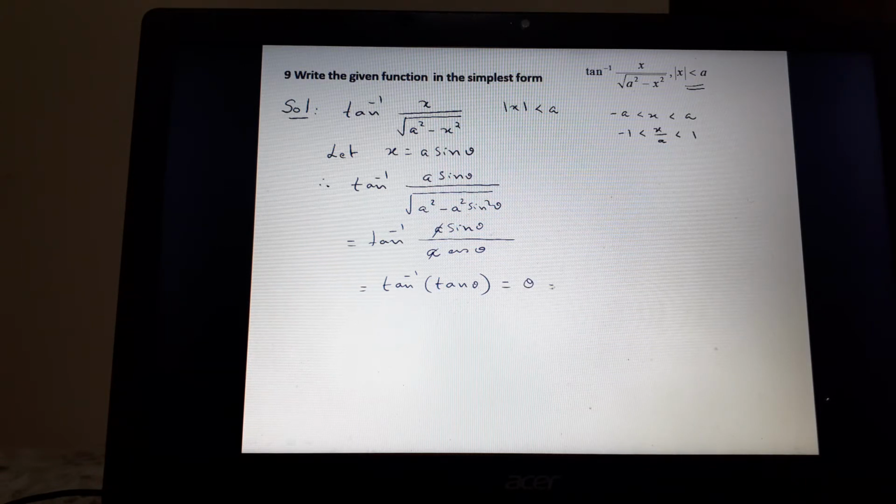So now what is theta? See, sine theta is x upon a, therefore theta will be sine inverse x upon a. Therefore I have to write sine inverse x upon a. So this is the simplest form. So that's why you see this condition is also equally important.